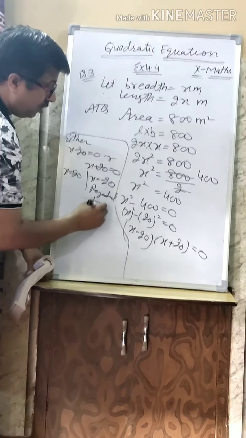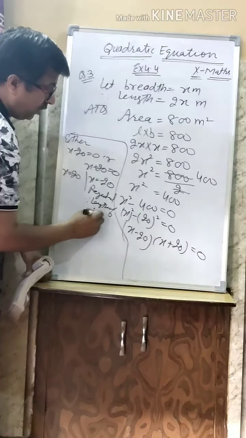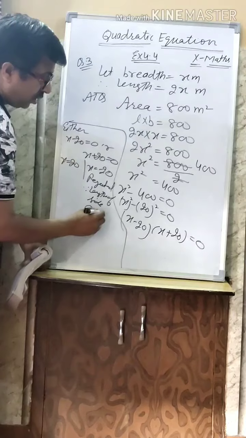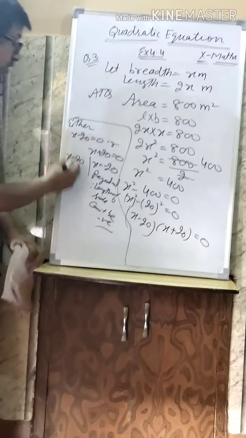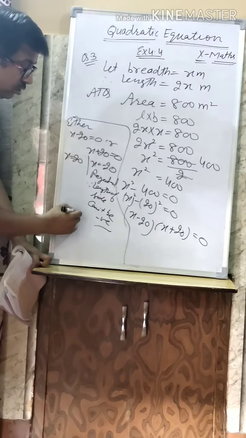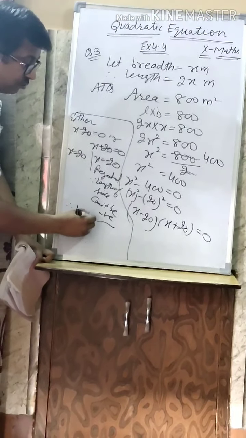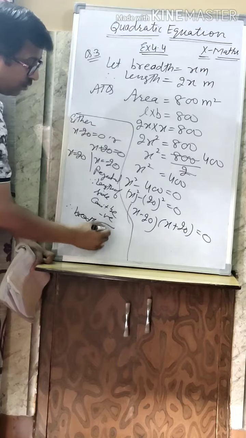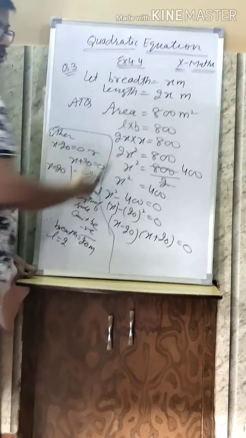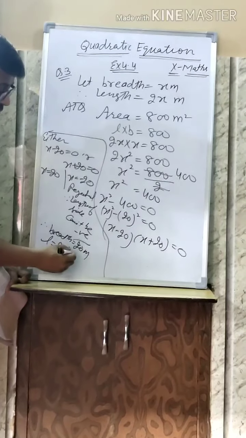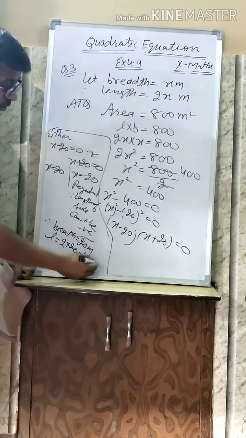Because length of side, you can see, cannot be negative. So this is rejected. Therefore breadth is equal to 20 meter and length is equal to 2x, that is 2 into 20, 40.